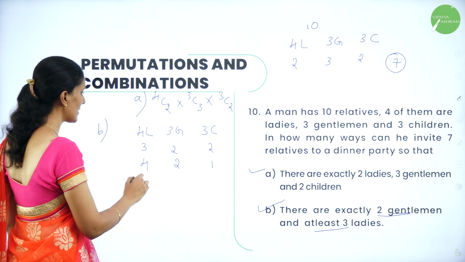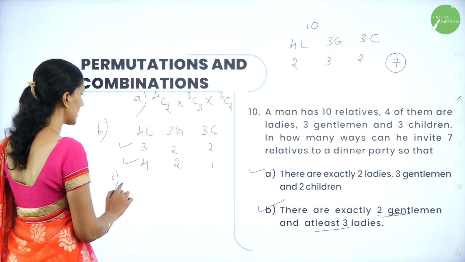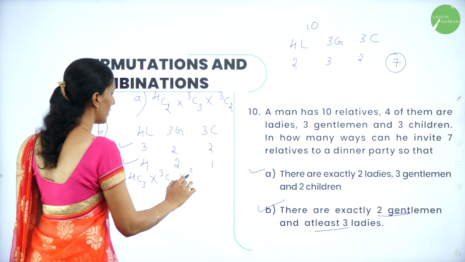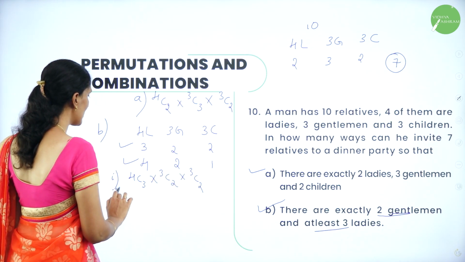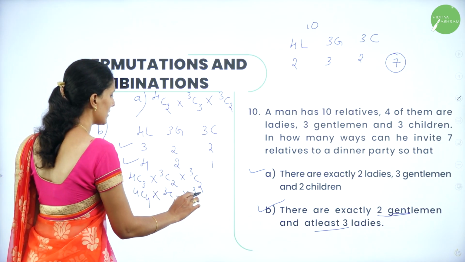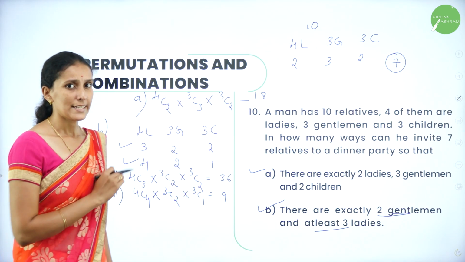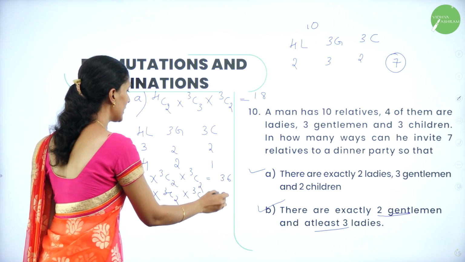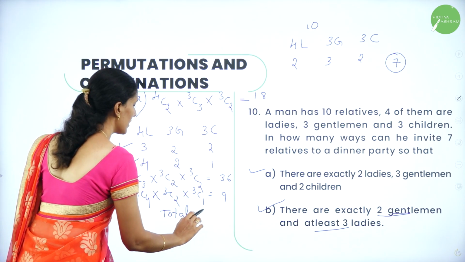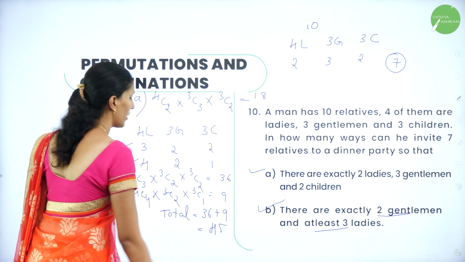So what are my cases here? How can I write this? First case is this one. Second case is this one. So my first case is 4C3 into 3C2 into 3C2. And my second case is 4C4, 3C2, 3C1. So I'll just write the calculation part now. Yes, so we have 36 and 9 here. So what about the total number of ways? Just add it. That is 36 plus 9 is equal to 45.